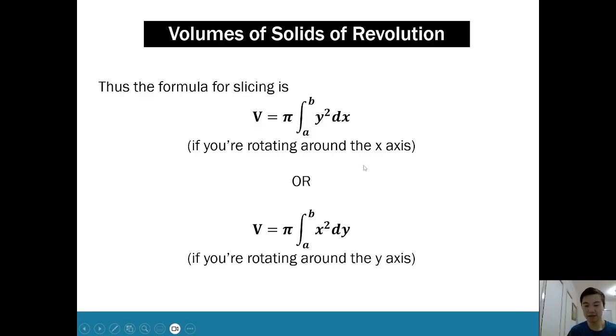Don't forget the pi, it's important. If you don't put the pi, you're not going to get the right answer. Also, because this is dx and this is dy, make sure whatever you have here is in terms of x, and this is in terms of y. So you're going to have to convert y squared in terms of x before you can actually integrate, because of the dx and the dy.